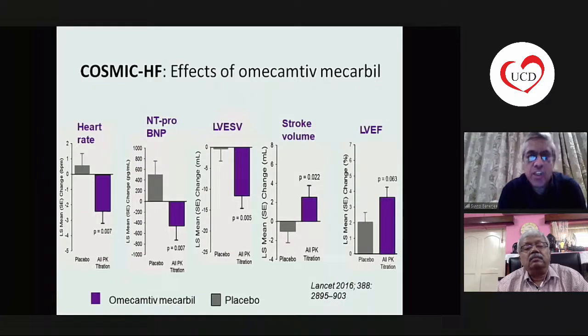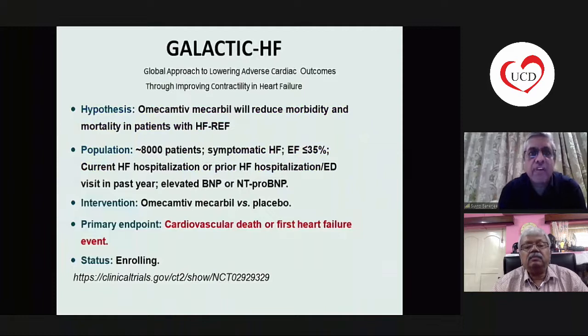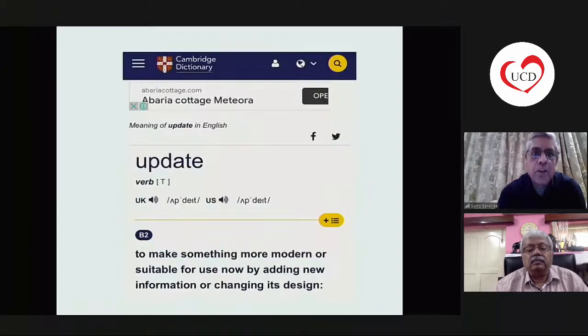And in a phase 2 study, the COSMIC-HF study, it has been shown to have favorable effects on heart rate, NT-proBNP, and left ventricular indices. Now, the GALACTIC-HF study is on its way. It's a phase 3 study where the drug is used in patients with symptomatic heart failure and ejection fraction 35% or less, and the primary endpoint is cardiovascular death or heart failure event, and we are waiting for the results to come.